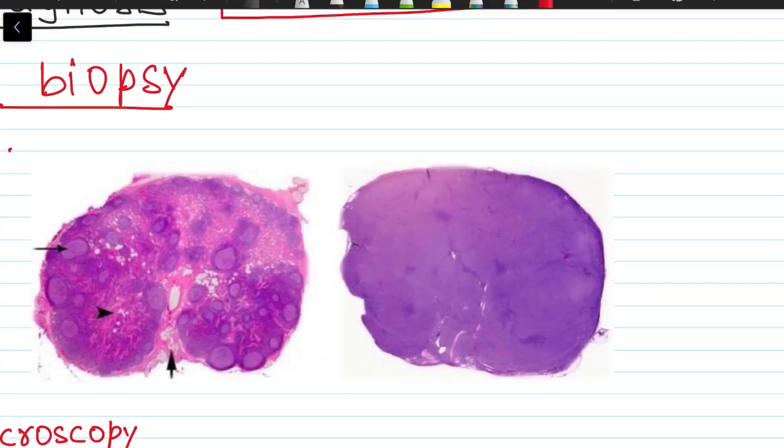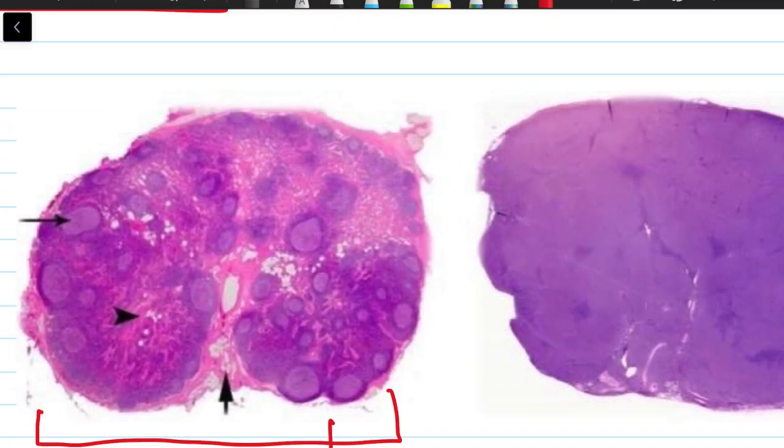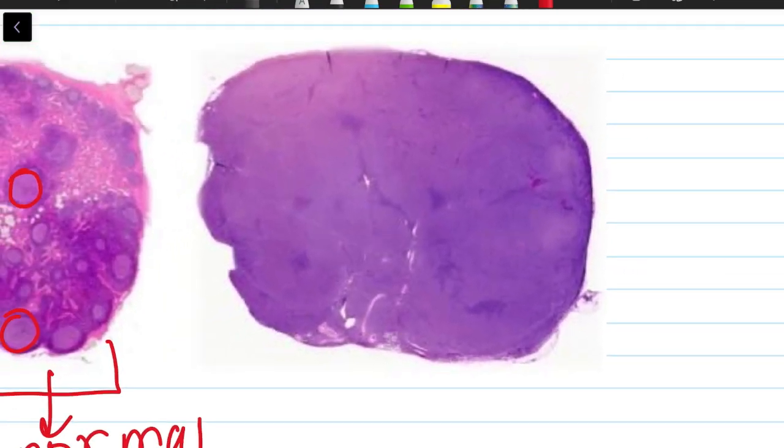So when we take a lymph node biopsy, what happens is that you see here, this is a normal lymph node. So in a normal lymph node, we see a normal architecture of lymphoid follicles, and they are evenly spaced. I also showed you the normal architecture of a lymph node and how evenly spaced they are. But here you can see no such architecture.